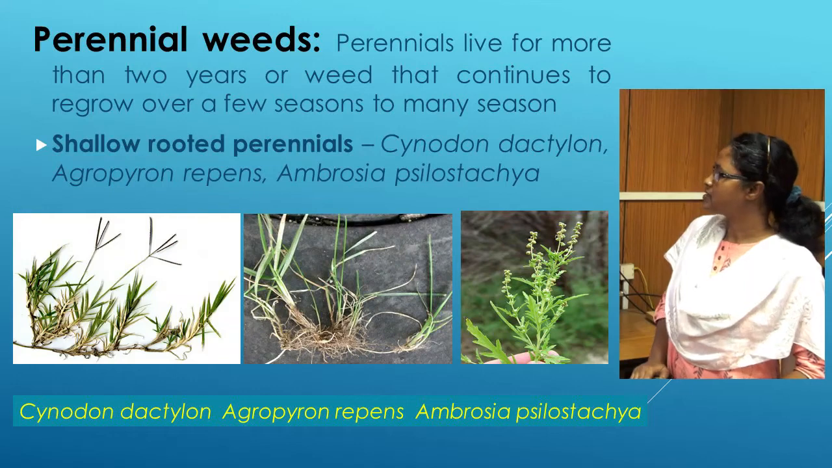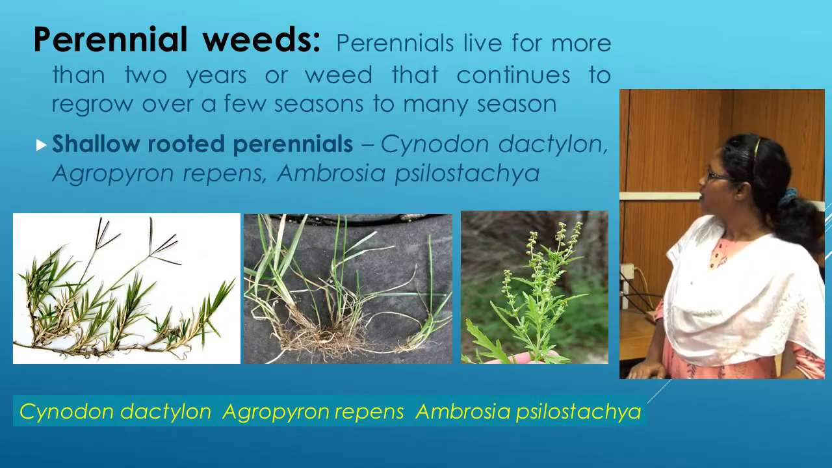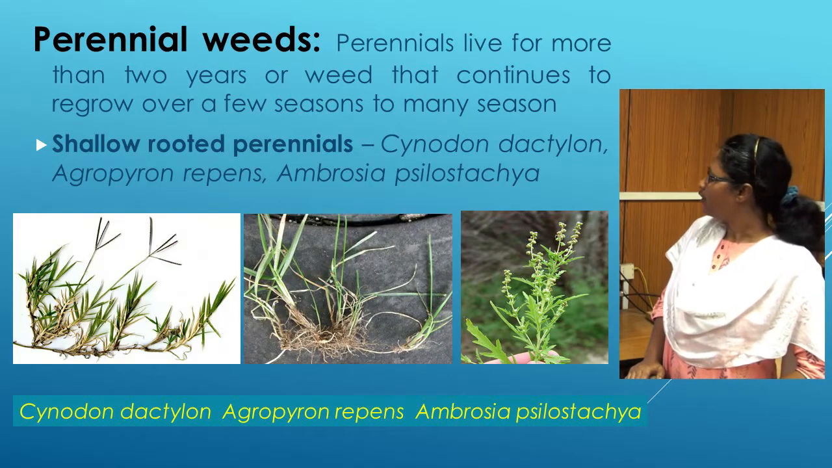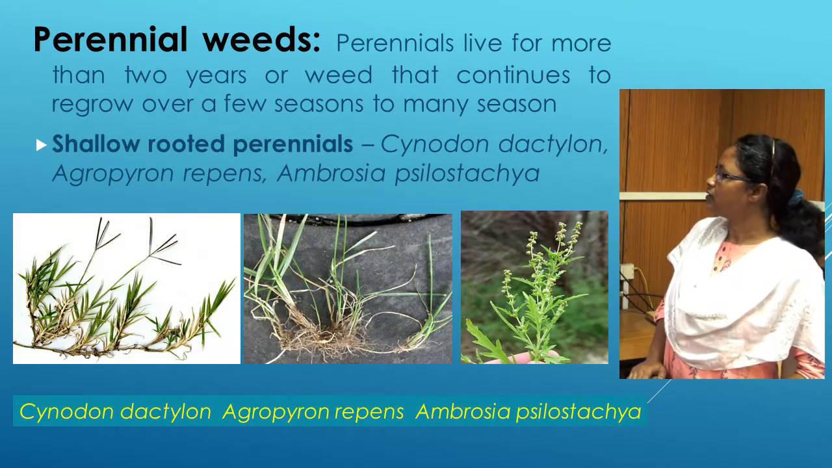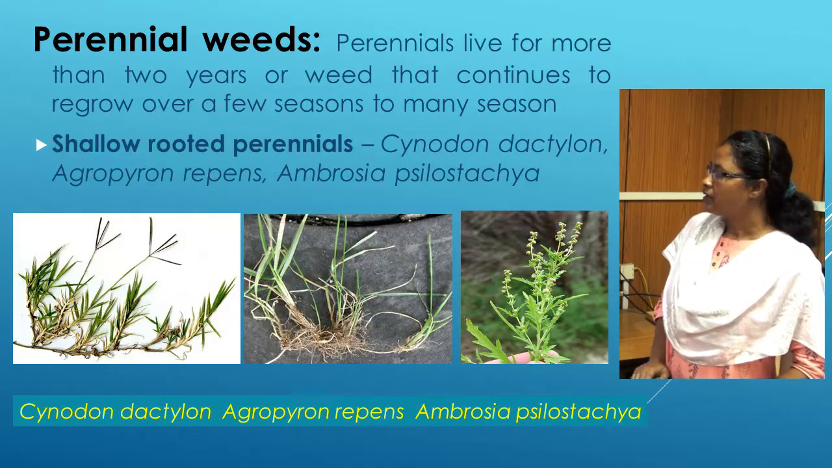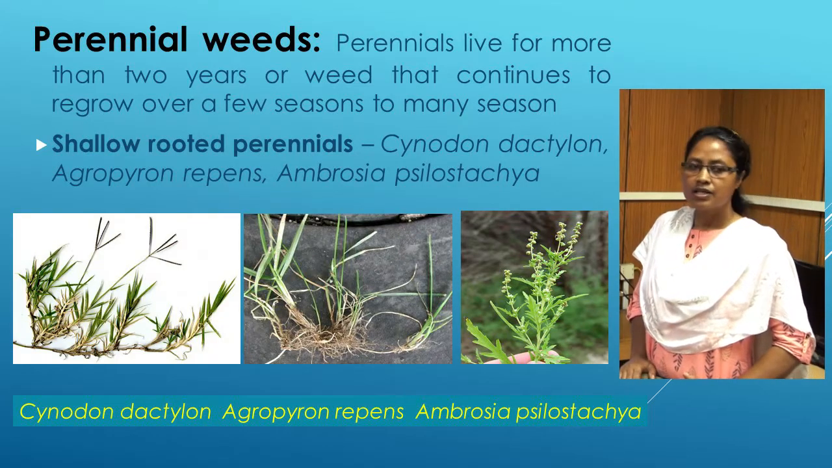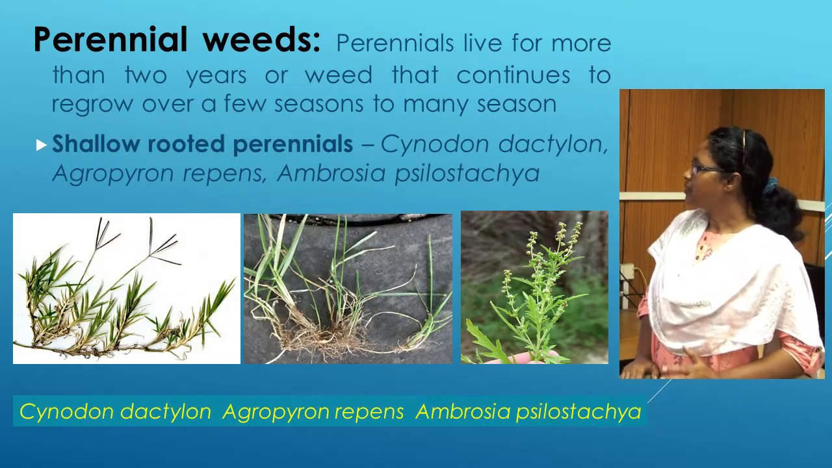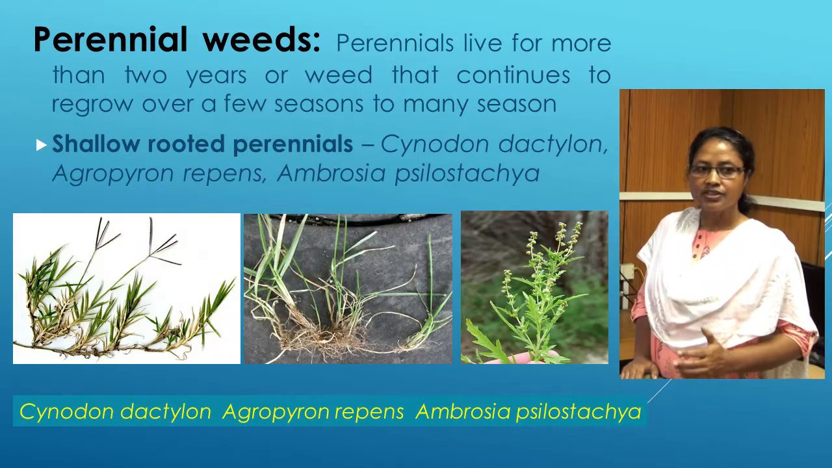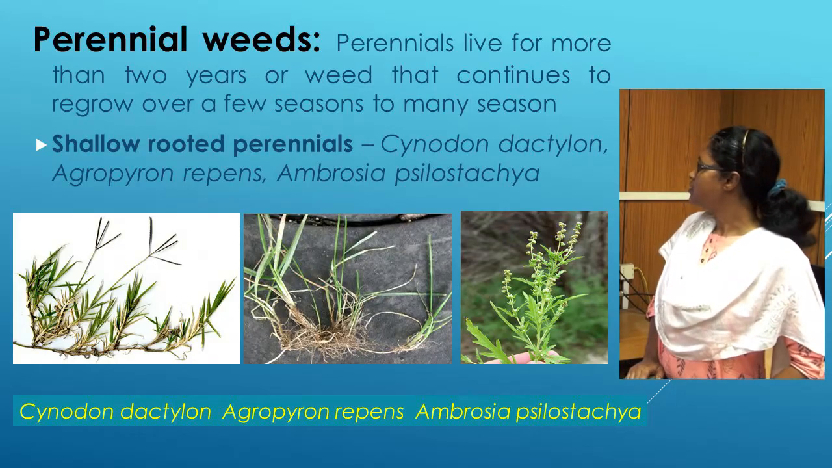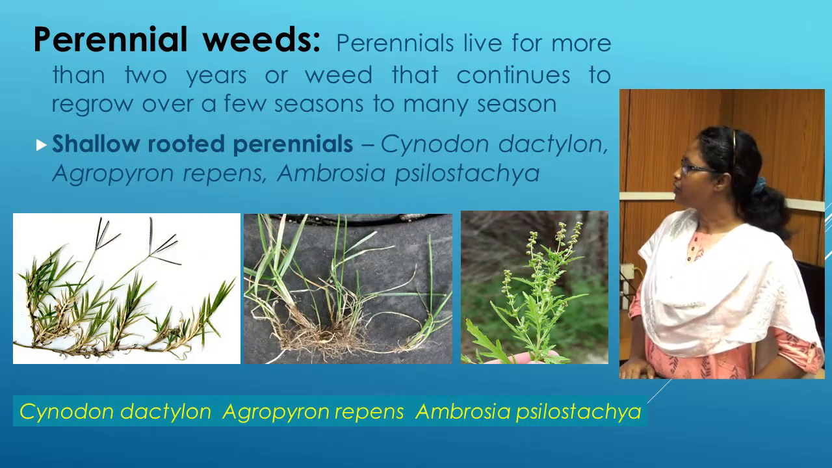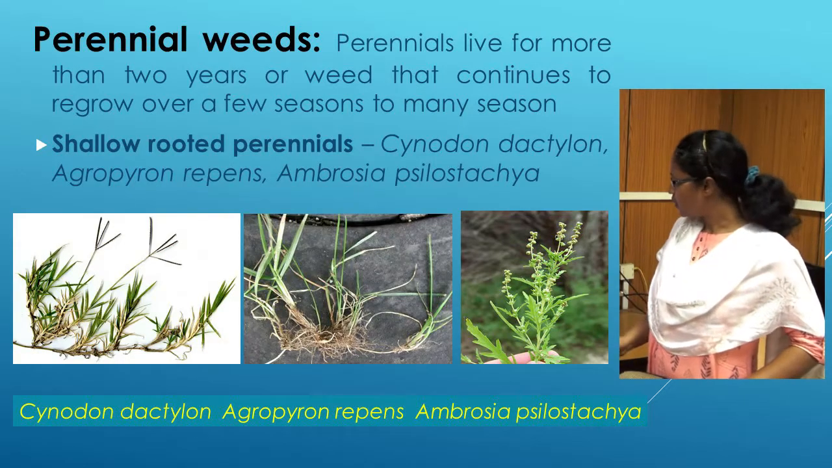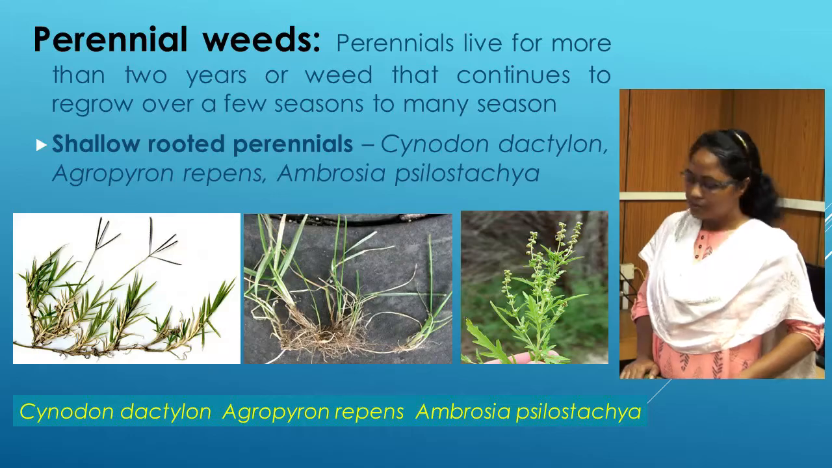Now perennial weeds. Perennial weeds live for more than 2 years, or continue to regrow over a few seasons to many seasons. Here again they are classified as shallow rooted perennials and deep rooted perennials. Shallow rooted perennials have a shallow root system. Examples are Cynodon dactylon, Agropyron repens, and Ambrosia species. And these are the pictures of shallow rooted perennials.